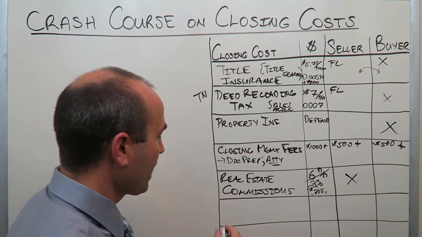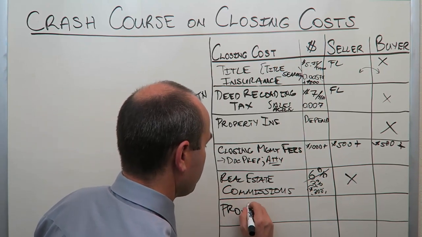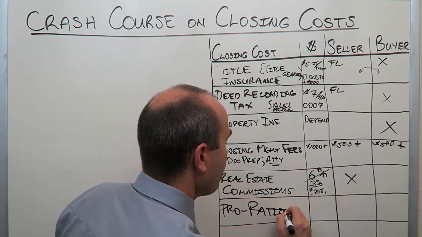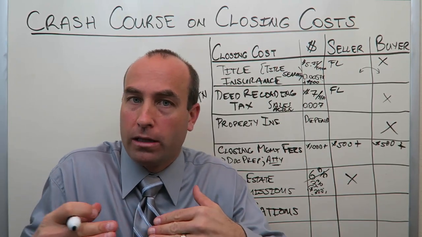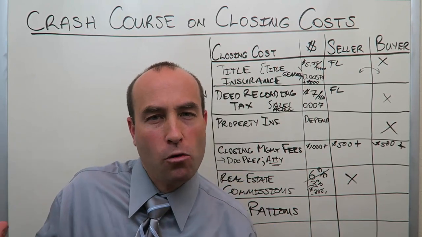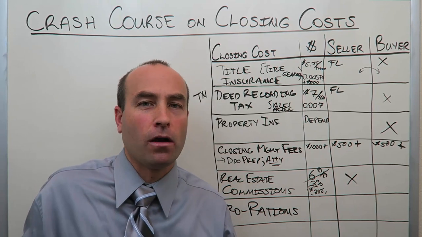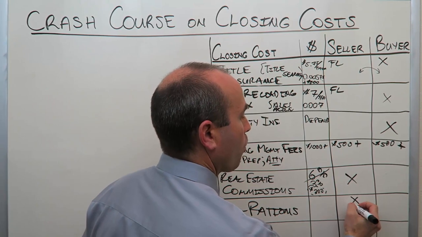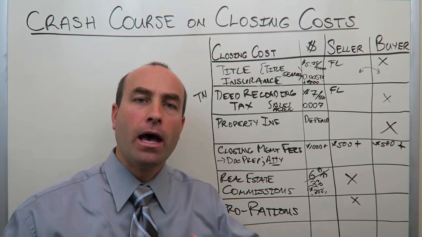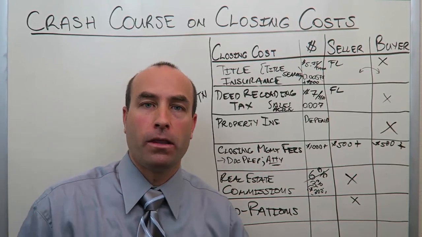All right, moving right along, we have this other thing called prorations. These are things like the taxes that have been accruing throughout the year, but usually you pay your property taxes at the end of the year. And so as a seller, you're going to be kind of prorating those taxes that you haven't paid yet that are going to be paid.